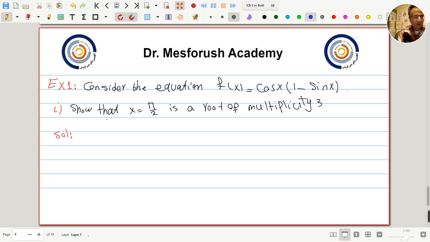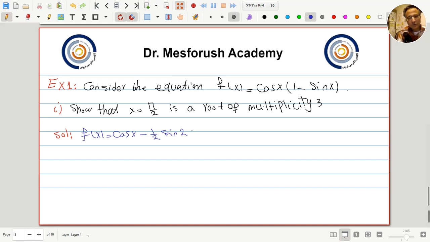For the solution, we should show that f of pi over 2 is equal to 0, f prime of pi over 2 is 0, and f double prime is 0, and f triple prime is not 0. Okay, so let me consider f of x equal to cosine of x minus half sine of 2x, something like this.